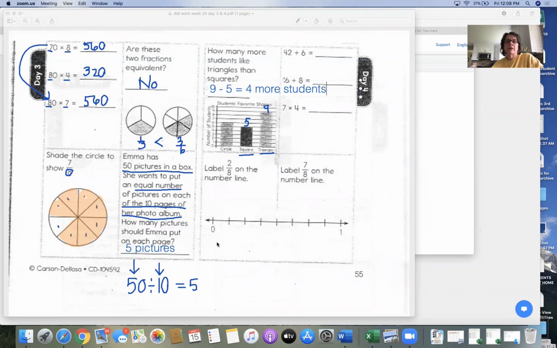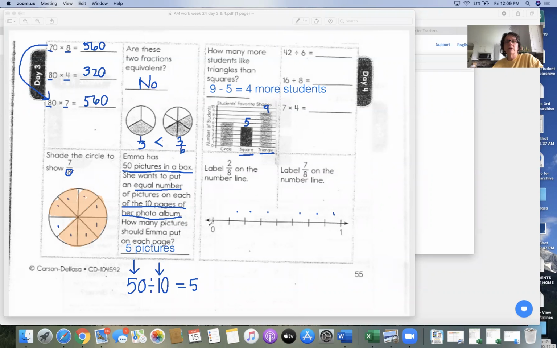All right, let's go down here. Here's a number line. We've been working with number lines and fractions a lot. It says label 2 eighths on the number line. Well, first I want to make sure I do in fact have eighths. Should have 8 equal parts to have eighths. So 1, 2, 3, 4, 5, 6, 7, 8. I do have eighths, and I need to find 2 eighths.